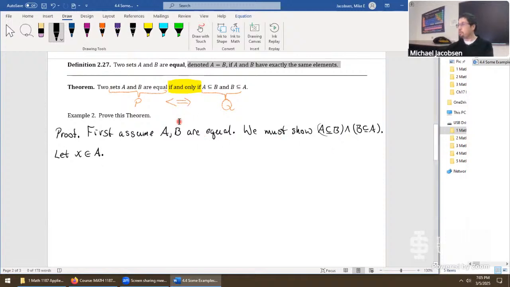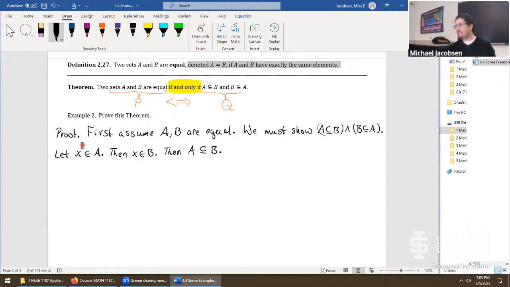Because we assumed A and B are equal, we can go back over here and say, then X is an element of B. That's just set equality. They have to have the same exact elements. But now the subset relation comes in. You have a subset if for every element in the set A, it's also an element of the set B. And that's what we said. We didn't say what X was. It's totally arbitrary. So we can now say next, then A is a subset of B.